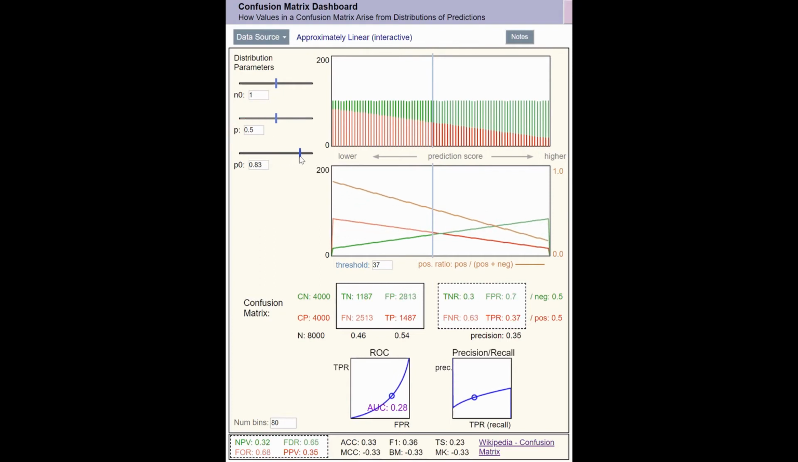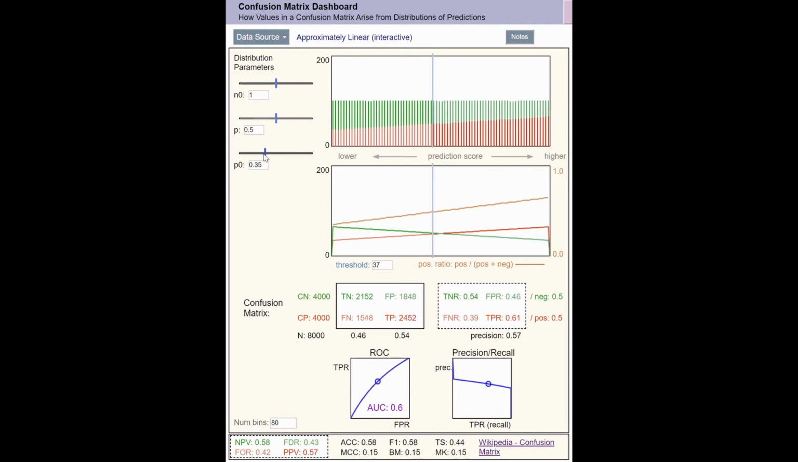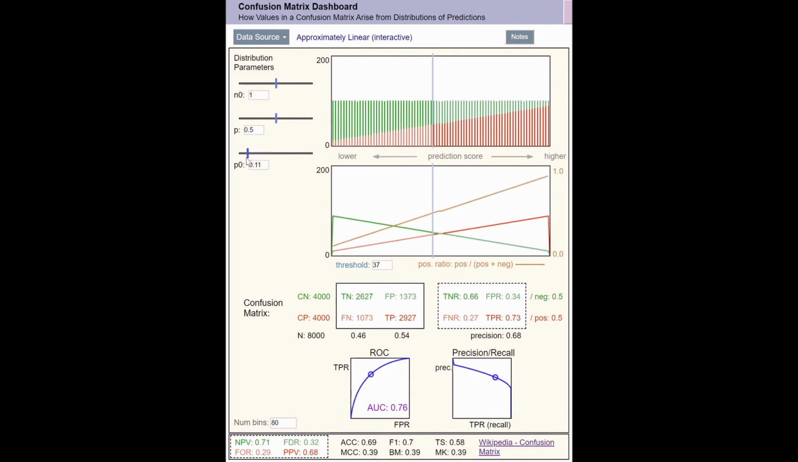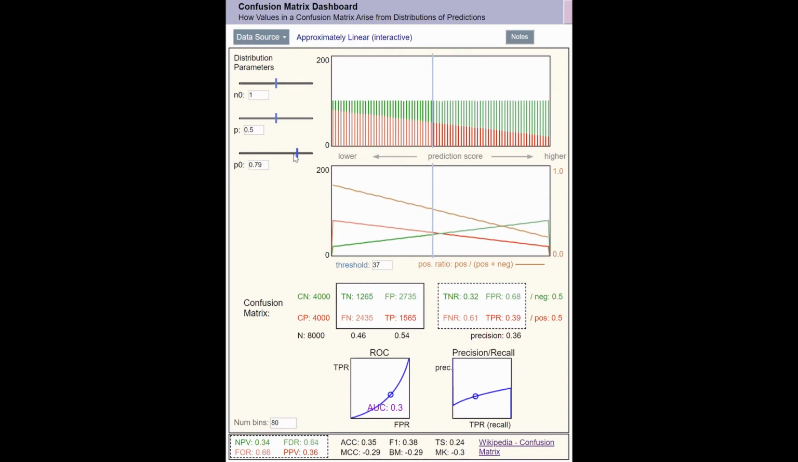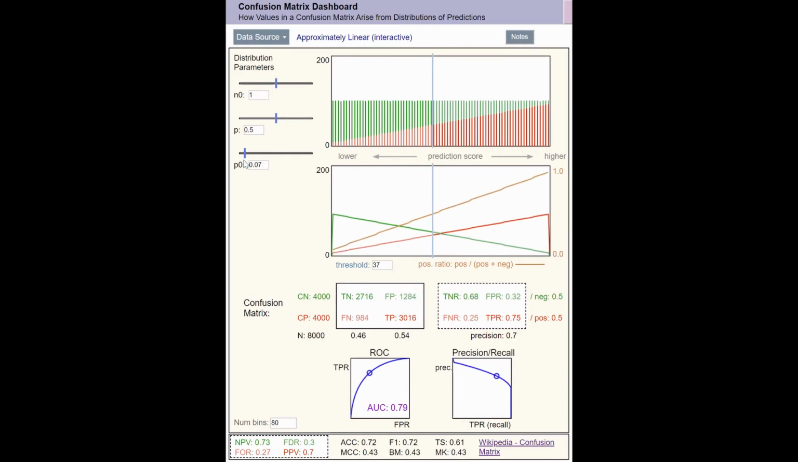As we adjust where positive versus negative outcomes occur, we see that as positive outcomes get disproportionately more high prediction scores, the true positive and true negative rates get better, and the false positive and false negative rates decrease, which is good. The positive prediction ratio curve slopes upward. Steeper is better. And the ROC curve bends upward. Here we get an area under curve of all the way up to 0.8.